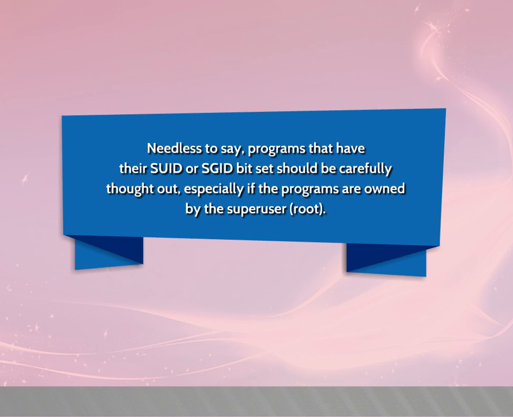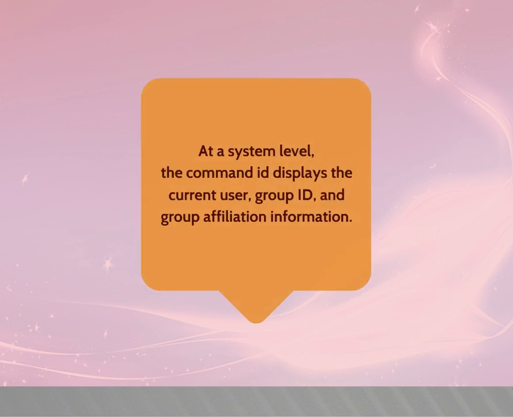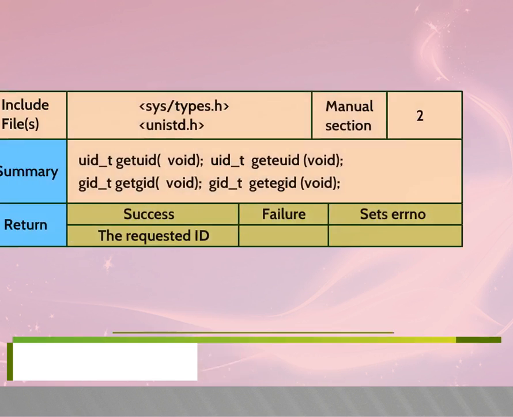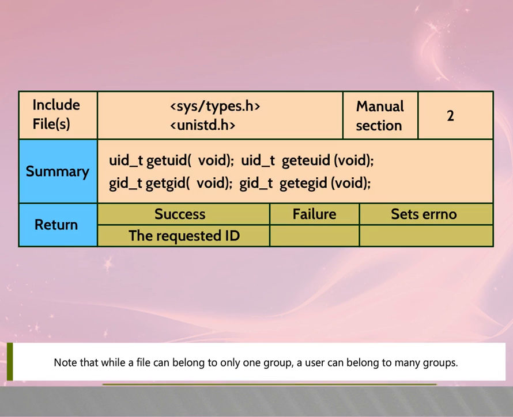Needless to say, programs that have their SUID or SGID bit set should be carefully thought out, especially if the programs are owned by the superuser, that is root. At a system level, the command ID displays the current user, group ID, and group affiliation information. Note that while a file can belong to only one group, a user can belong to many groups.